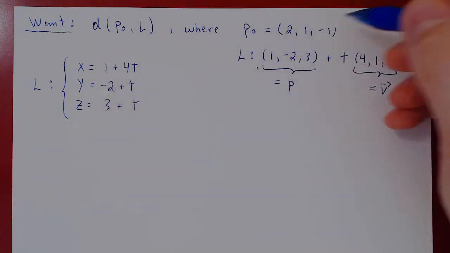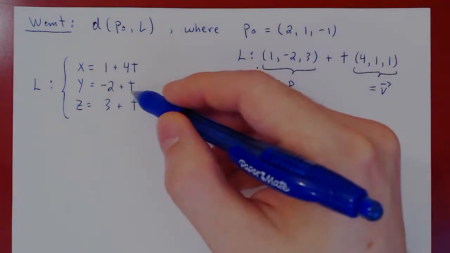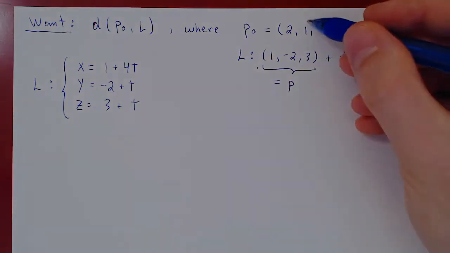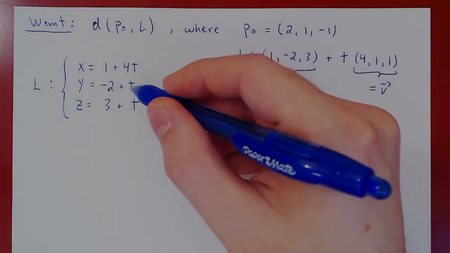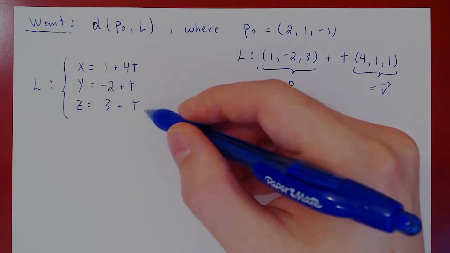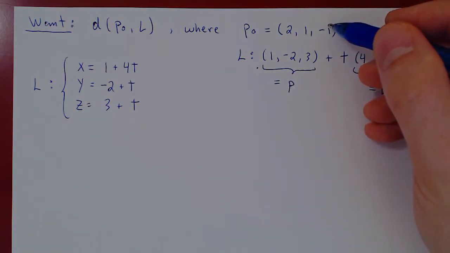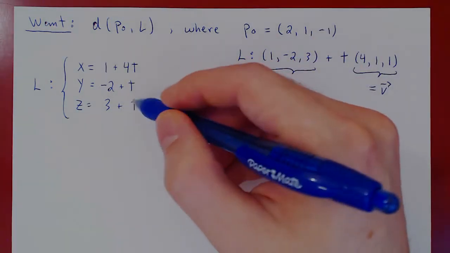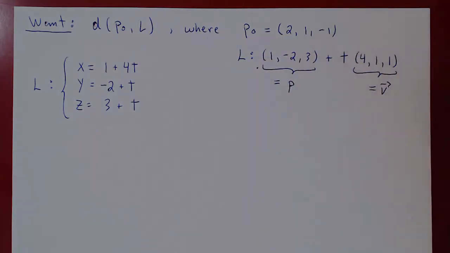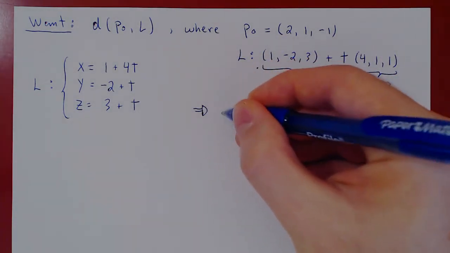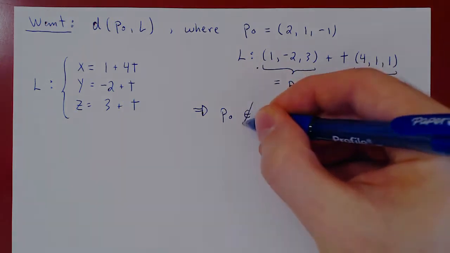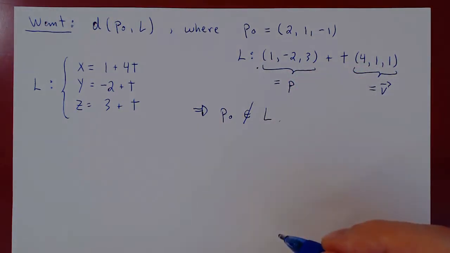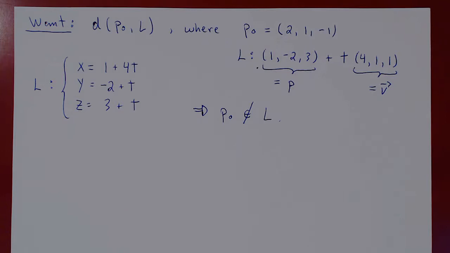and on the line it's negative 2 plus t. If this were equal to 1, t would have to be 3. 3 minus 2 is 1, check. But if t is 3, the z component is 3 plus 3, which is 6, which is not negative 1. So you see it's impossible to find a value of t that will give us this point. Hence, the point P naught is not a point on the line. So we'll have a positive distance. So now we have a non-trivial problem.